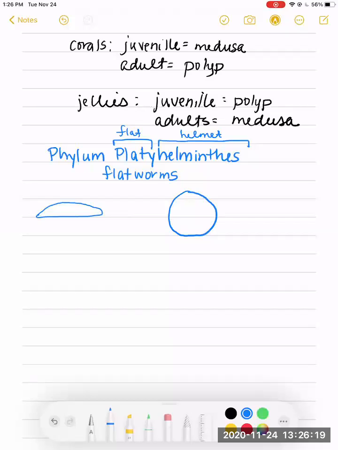The reason for that is they don't have a body cavity. And because of that, they can't develop a complex circulatory system, and they can't move materials such as nutrients, gas, waste. It all has to take place by diffusion.